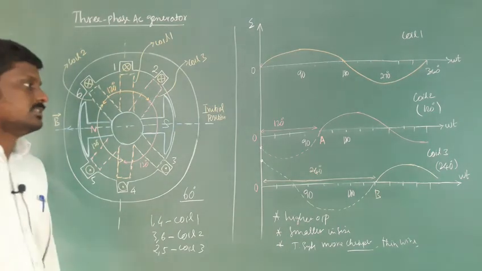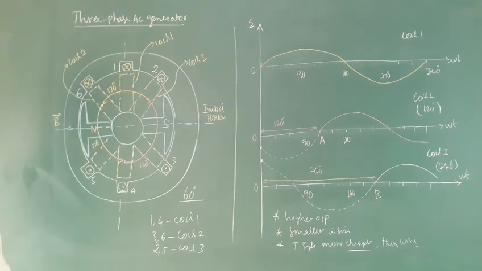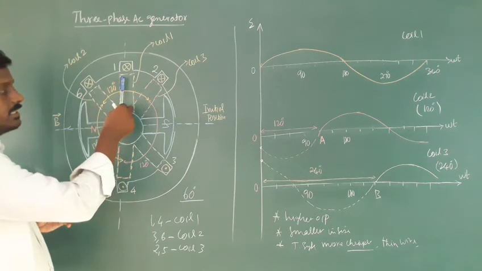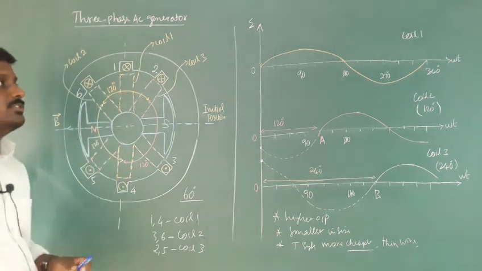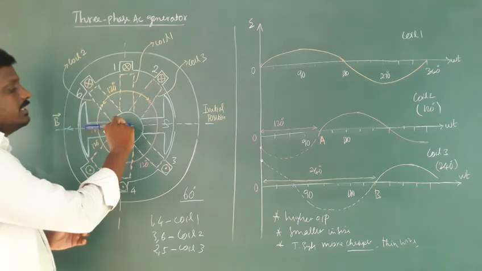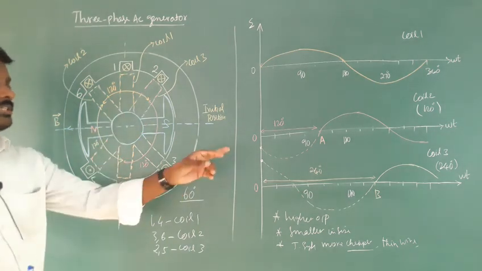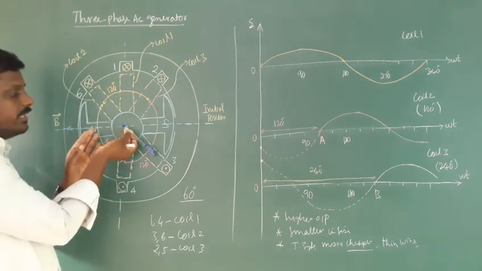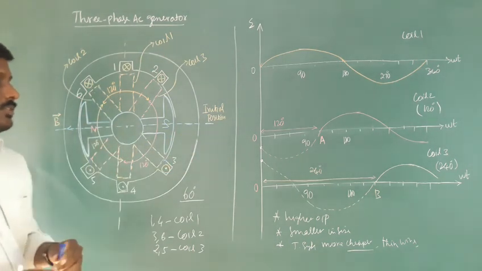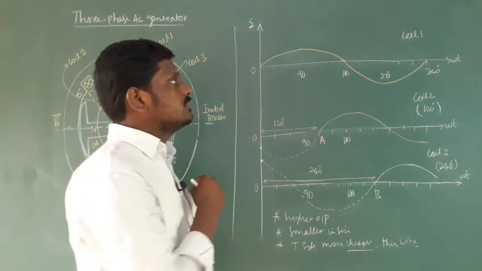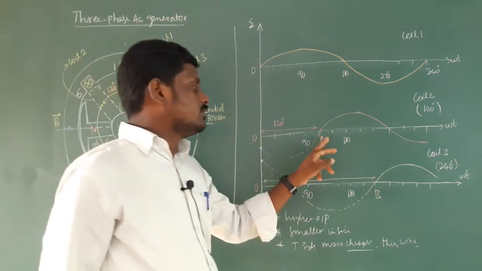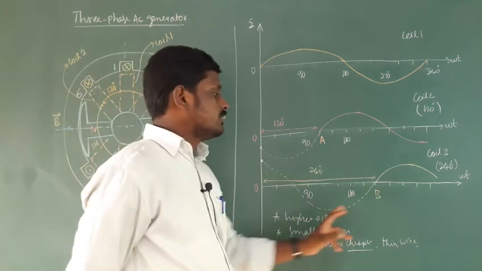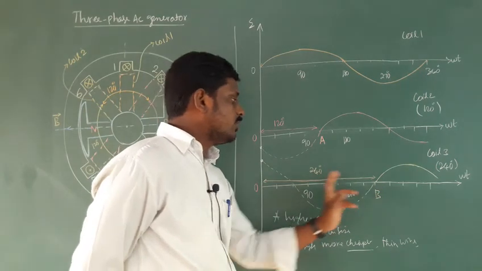In this class we have discussed how the three-phase AC generator works. First, the magnetic field is at a horizontal position and rotates in the clockwise direction. Coil 1 produces an induced EMF. When it rotates from the initial position by 120 degrees, coil 2 produces induced EMF. At 240 degrees, coil 3 produces induced EMF. Coil 1 produces from O, coil 2 produces at the point A, a 120 degree difference, and coil 3 produces at the point B, a 240 degree difference.